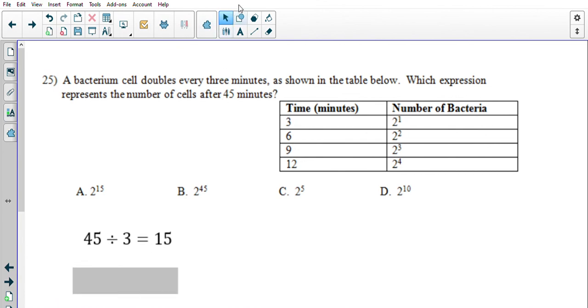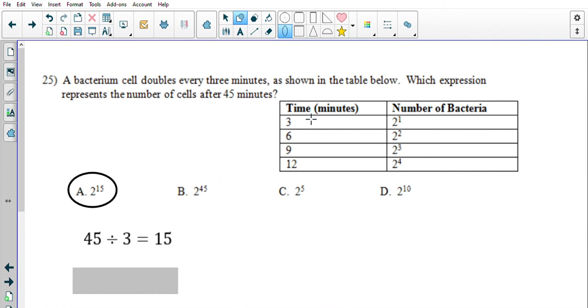And again, you could continue this pattern the whole way through if you wanted to, but if you do notice that your time in minutes divided by your exponent is always going to get you 3, you can do 45 divided by 3 to get an exponent of 15. You could also use your answer choices. 45 divided by 15 you know is 3. 45 divided by 45 is not 3. 45 divided by 5 is not 3, and 45 divided by 10 is not 3. The only one that when you take your minutes divided by your exponent gets you 3 is choice A, 2 to the 15th power.